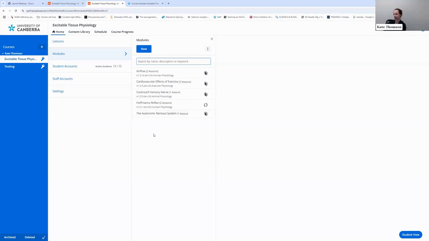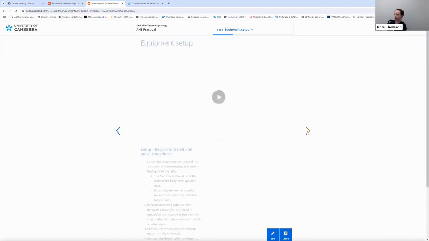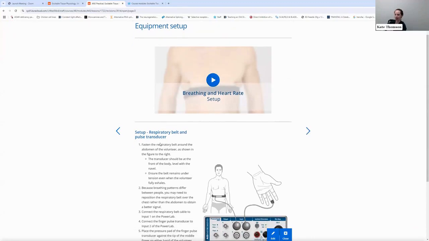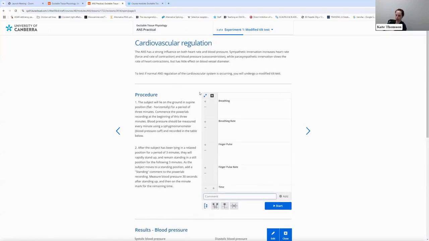What we then have is, although LT has its own autonomic nervous system lesson, we have one that we built in ourselves, just because it was really well received by the students in previous iterations of the unit. We built it in using all the same tools as before, and managed to pinch a couple of the setup slides from previous, and then built in our own actual test that we wanted to do.